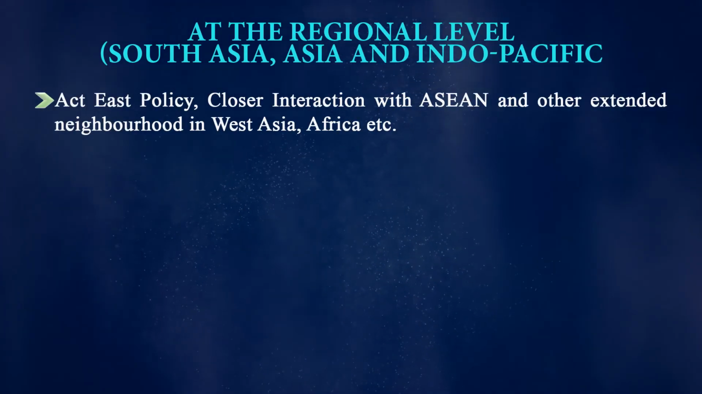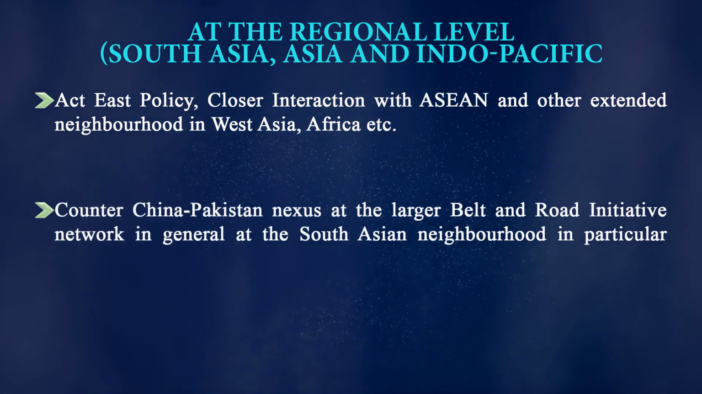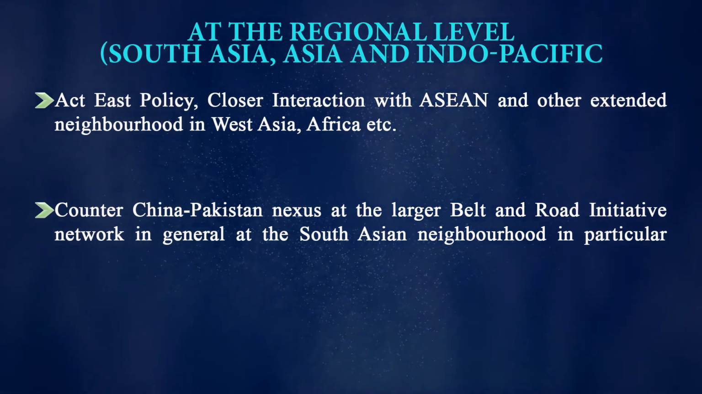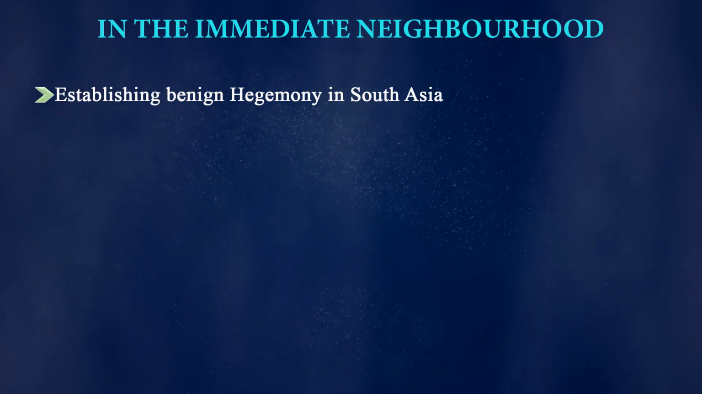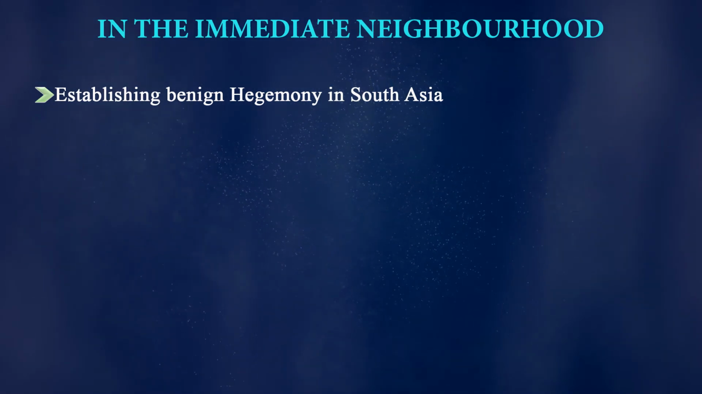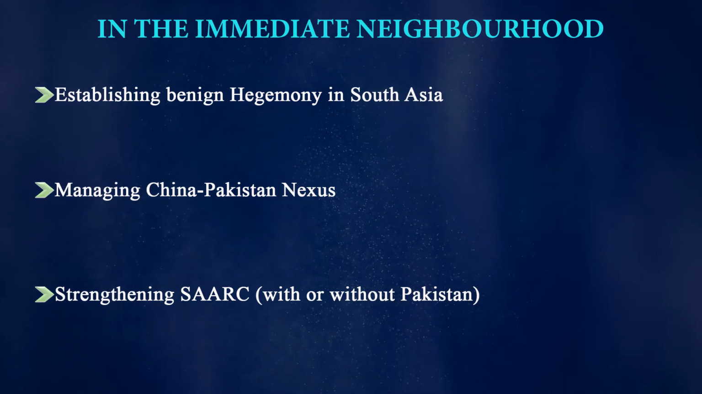So, what India is trying to look at in this matrix is how things would be at the global level in terms of foreign policy. At the regional level, or the South Asia and Indo-Pacific level, India would like to have closer cooperation with ASEAN, with West Asia, with Africa, and to counter the China-Pakistan nexus in the larger Belt and Road Initiative. And of late, what India has been trying to do is to assert naval supremacy at the Indo-Pacific level. And in the immediate neighborhood, it would be to establish benign hegemony in South Asia, managing the China-Pakistan nexus, and strengthening SAARC. These are at the immediate neighborhood level.